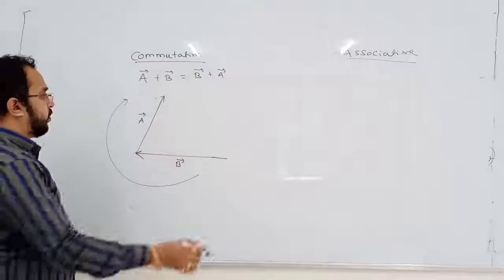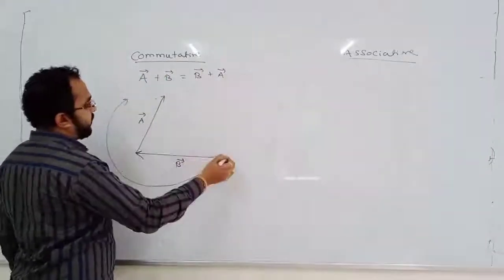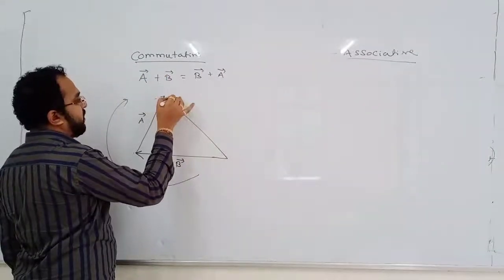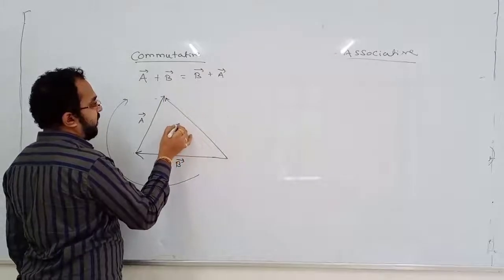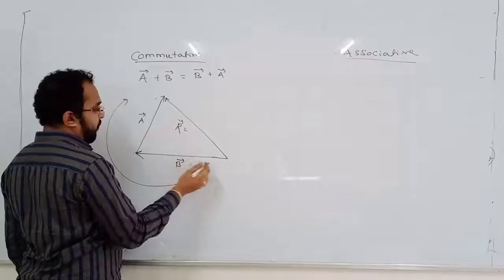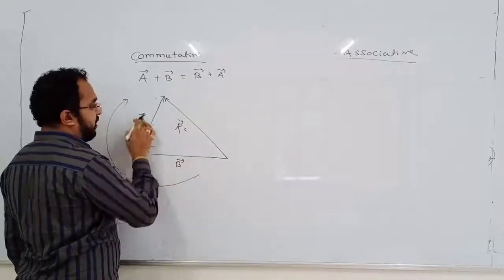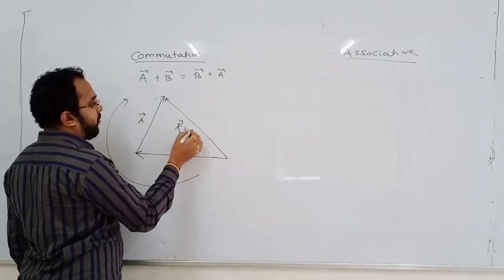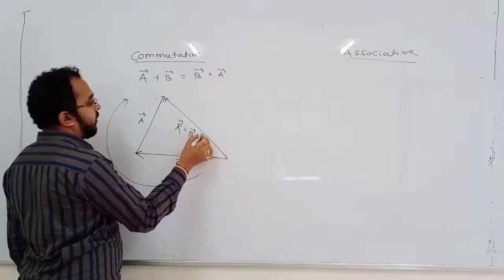Clockwise. So the resultant will be anti-clockwise. So this is the resultant. If I name it R, the resultant will be B plus A, since B is first. So the resultant will be B plus A.